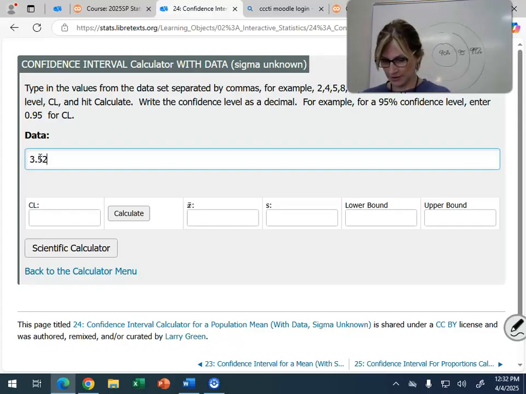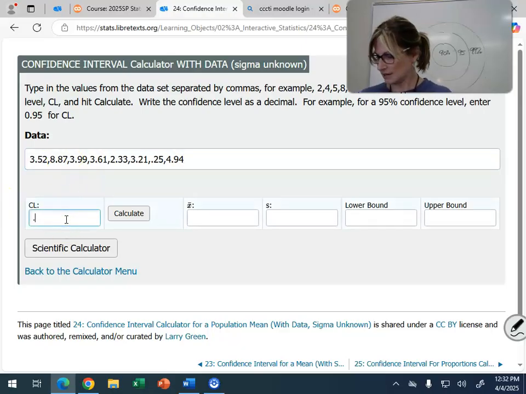So I had 3.52 pounds, and you enter each one of these with a comma. 3.52, 8.87, comma, 3.99, comma, 3.61, comma, 2.33, comma, 3.21, comma, 0.25, comma, and 4.94. Okay, don't put a comma at the end. It will yell at you. And we're going to do this as a 95% confidence interval.